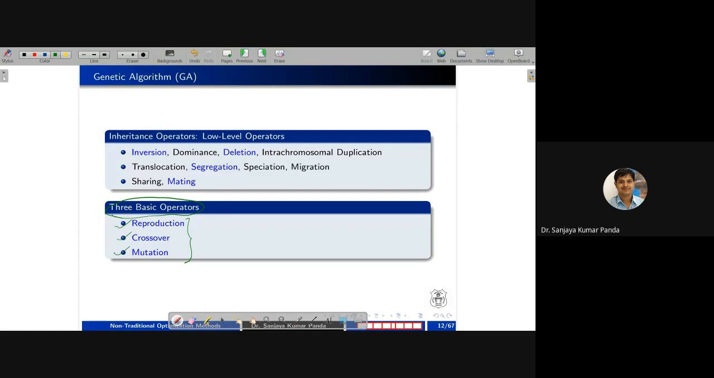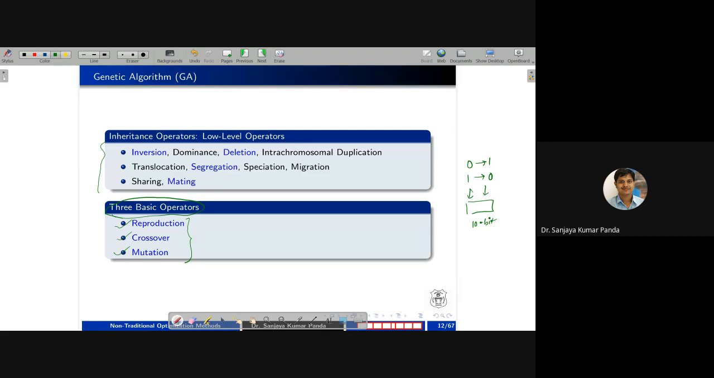But apart from these operators, there are a lot of operators, which we call inheritance operators or low-level operators, that you can apply to your particular problem, right? Like first one, if you see, one operator is called inversion. As the name suggests, inversion means 0 is going to be changed to 1 and 1 is going to be changed to 0. Similarly, there is another operator called dominance. There is another operator called deletion. Suppose you want to delete 2 bits from a particular coding. Suppose you have a 10-bit representation. In 10 bits, you want to delete 2 bits of information. That is coming under deletion.